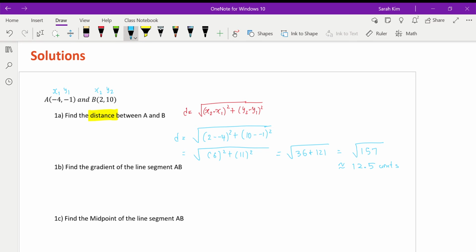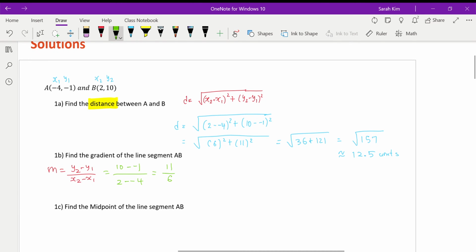Right, let's figure out the gradient. Now, gradient formula is simple. It should be on your test as well at the front sheet, so don't worry too much about remembering it, but how are you going to use it? Right, all I have to do is use these y2, x2 things I've labelled before, so 10 take 1, over 2 take 4, so 11 over 6, and that's my gradient.